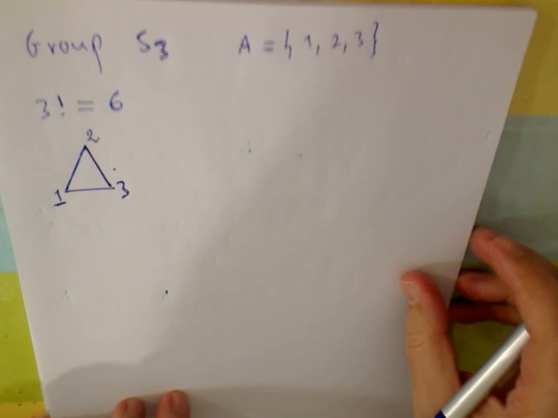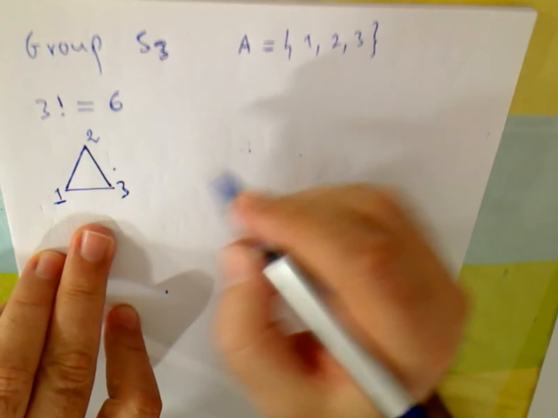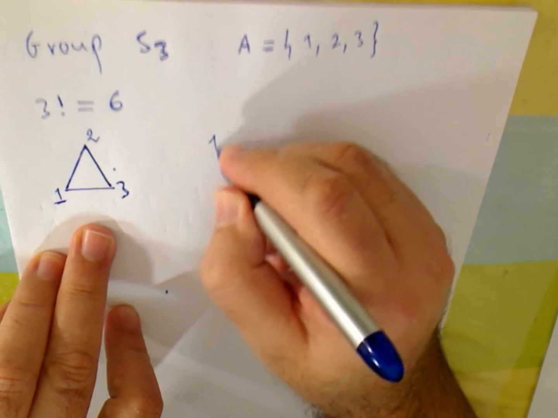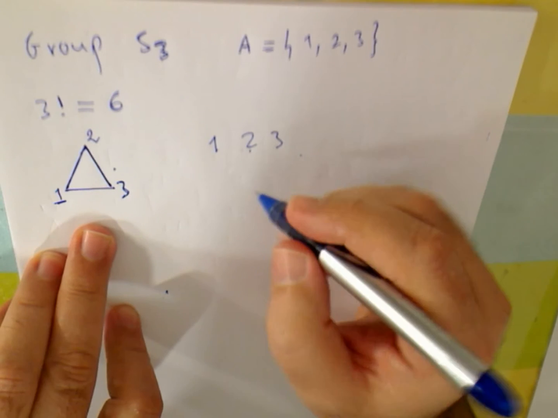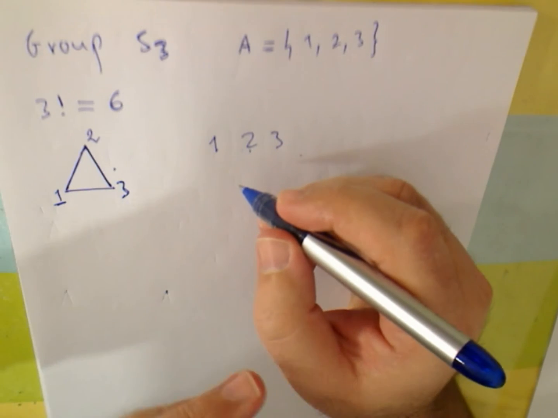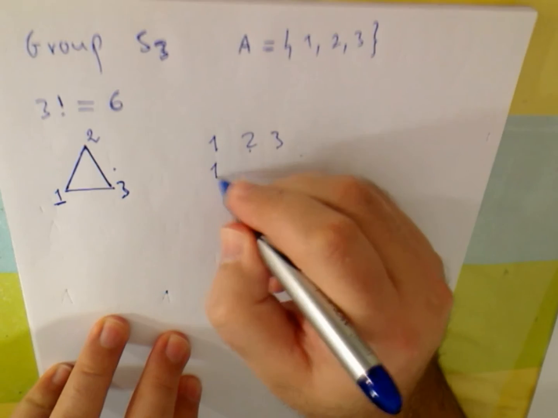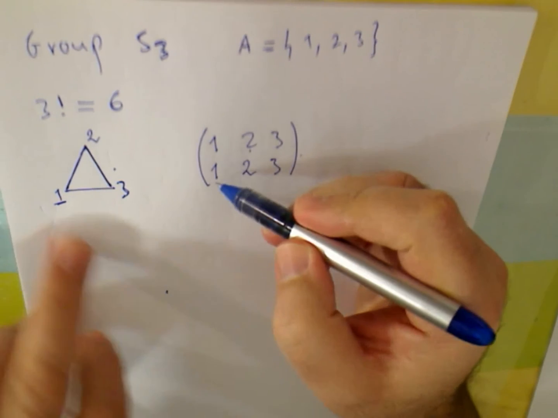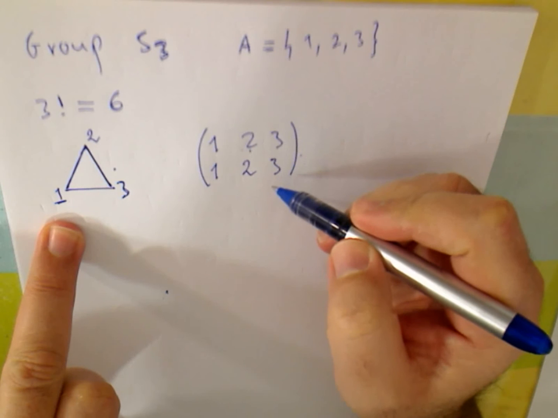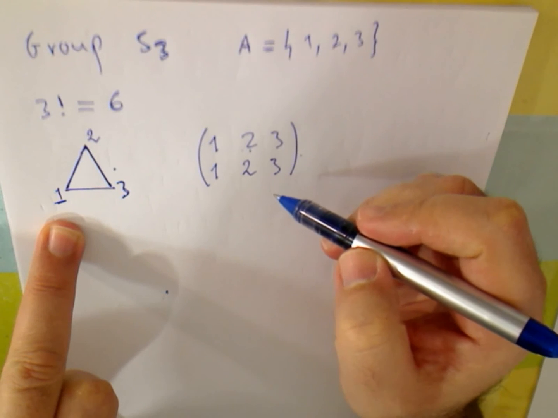So the very first thing that I can do to this triangle is not to touch the triangle. A very important thing, not to touch it. An important operation in mathematics. So that would be 1, 2, 3. 1 goes to 1, 2 goes to 2, and 3 goes to 3.